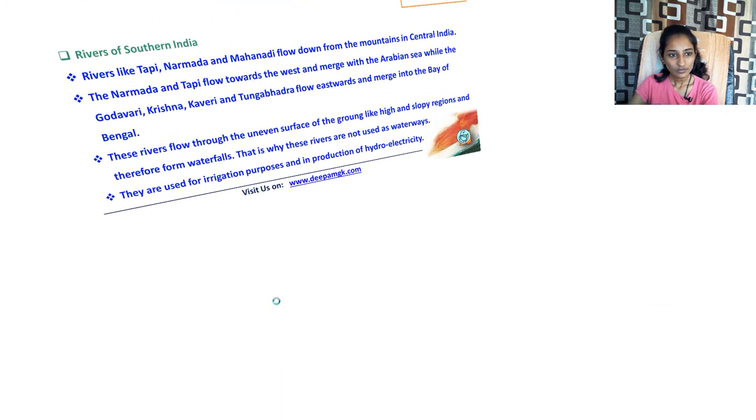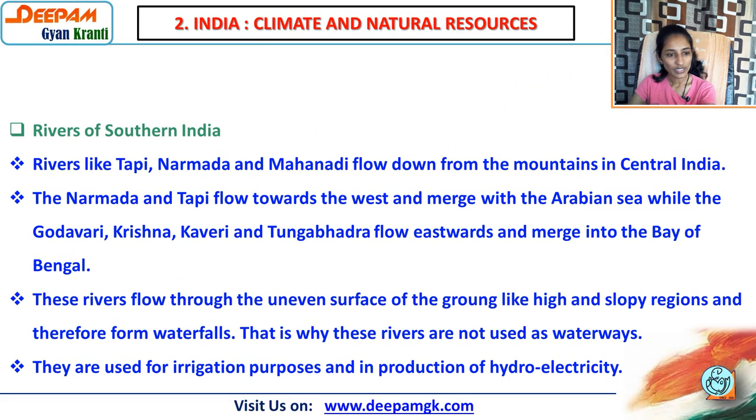Then rivers of southern India. So the rivers like Tapi, Narmada, Mahanadi flow down from the mountains in the central area. So that is also very important.